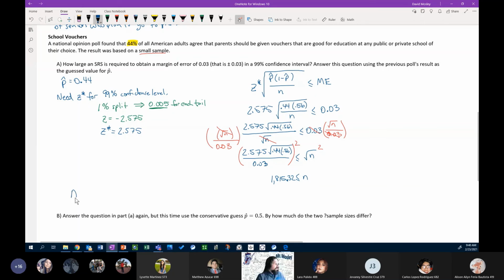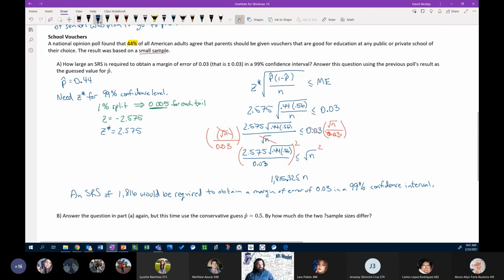All right. So we have that an SRS of 1,816 would be required to obtain a margin of error of 0.03 in a 99% confidence interval. Right. So, any questions? Anything I can clarify on what all this crazy math just did?